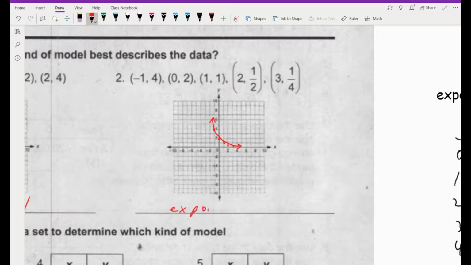Specifically, it's a decay model. The values are getting smaller. It's exponential, and I'll put here in parentheses, decay. In fact, it almost looks like a half-life because each time the y values are decreasing by a half.